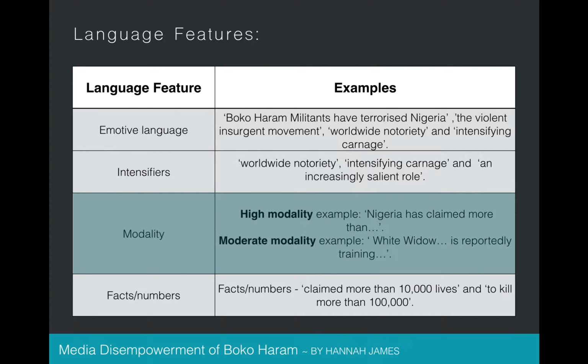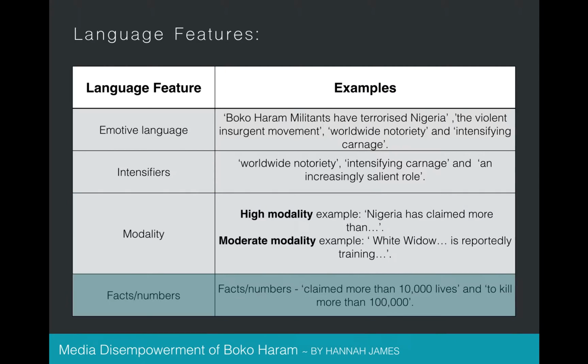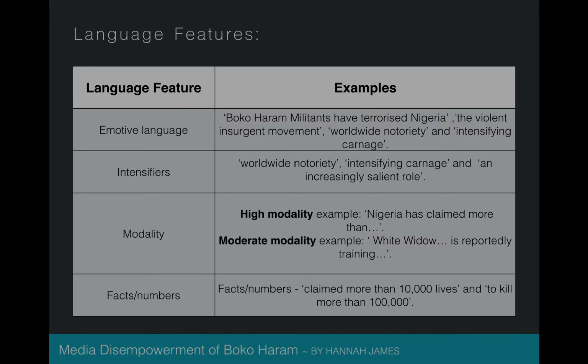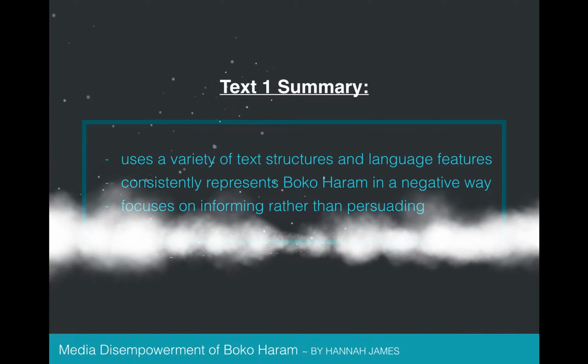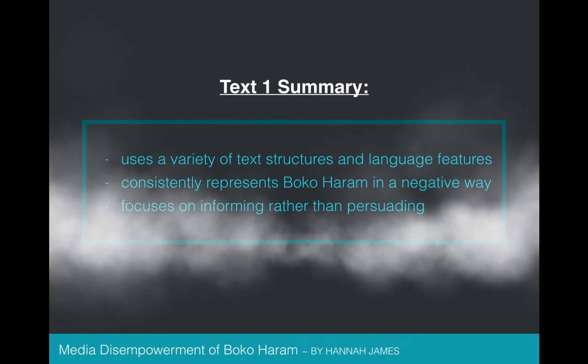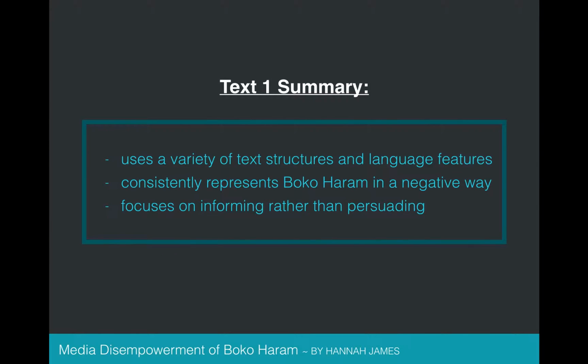Modality is used to express various levels of certainty, and facts and numbers are used to give credibility to a statement. Ultimately, it's clear that text 1 uses a combination of text structures and language features to consistently represent the Boko Haram militant group and the use of female suicide bombers in a negative way. It's also clear that the author focuses on informing the reader more than persuading them against Boko Haram.